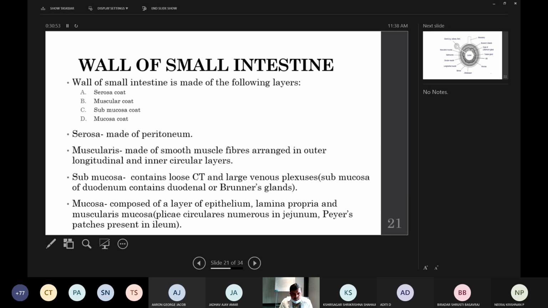So mucosa consists of three things. One is lining epithelium, second one is lamina propria, and third one is muscularis mucosae. From inside, first one is lining epithelium. This lining epithelium rests on lamina propria, and the submucosa is separated from mucosa by muscularis mucosae.